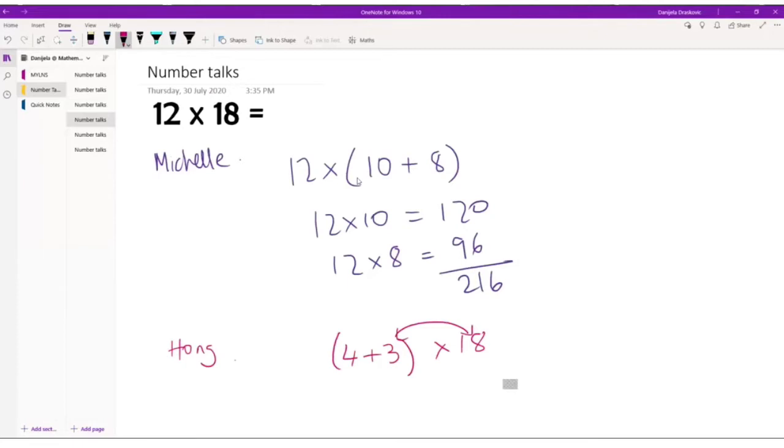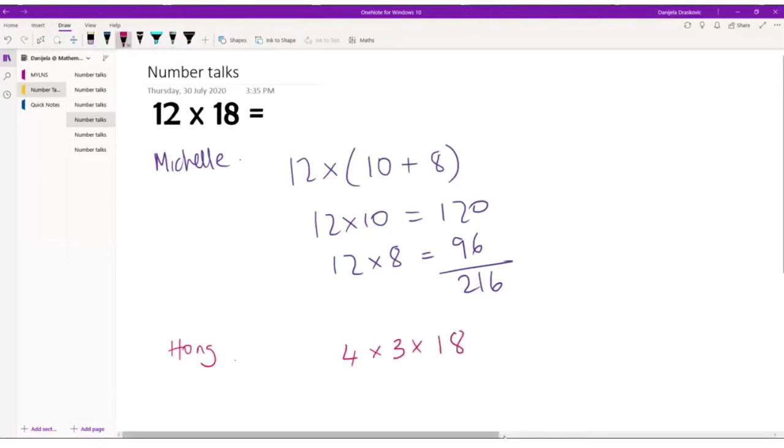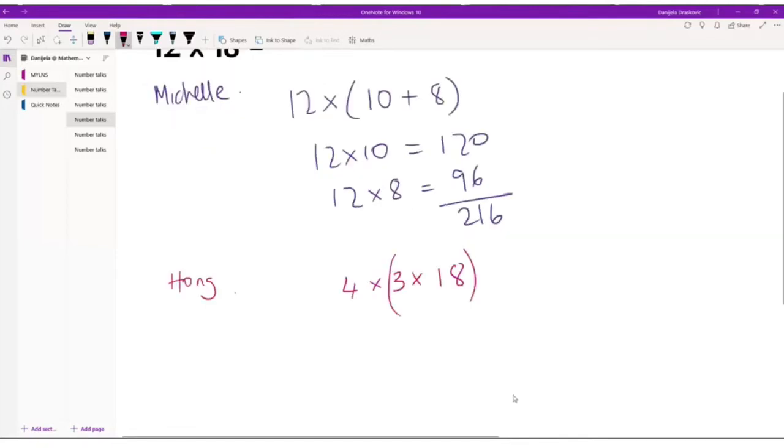Yep. Sorry, I should say I factored the 4. Factored the 4, that's right. So, yeah, that makes more sense. I was like, what's going on? 4 times 3 times 18. So you did that, and then you said, I'm going to do this part first. Is that right? Yeah. And then you did that. How did you do that part in your head? Yeah, I did that in my head. I got 54, and then I doubled.